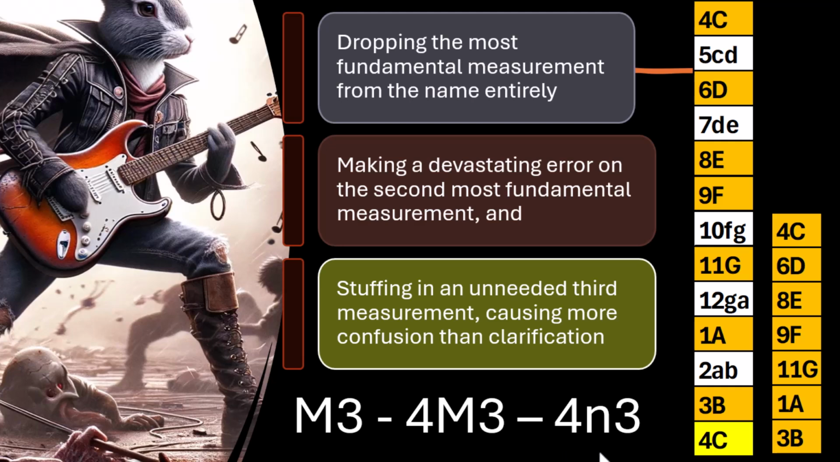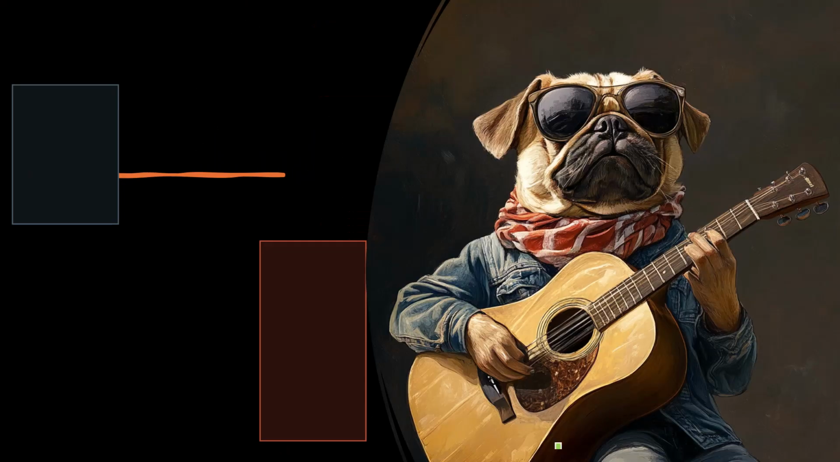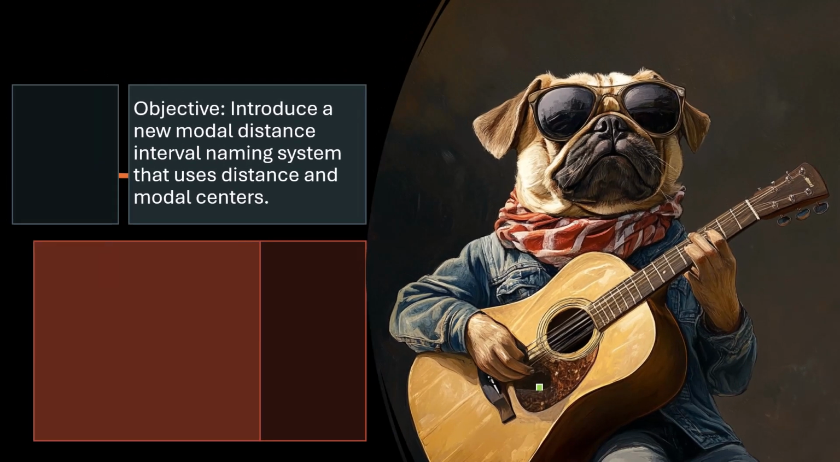So these are the fundamental issues that cause a whole lot of problems, particularly on the guitar, but also on any kind of instrument. Let's address some of those problems here and think about how we might add to the system so that we can add another term that will hopefully help us to clarify or see some of the problems that we might be facing. So objective: introduce a new modal distance interval naming system that uses distance and modal centers.